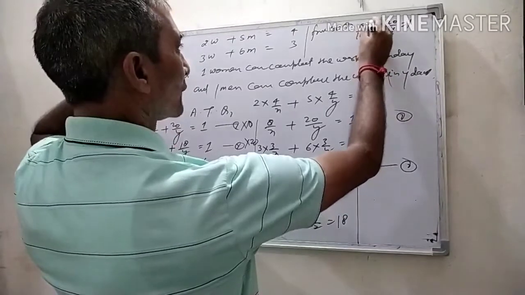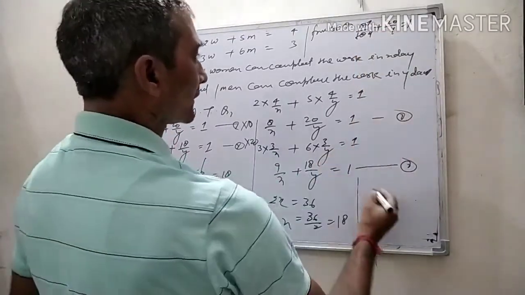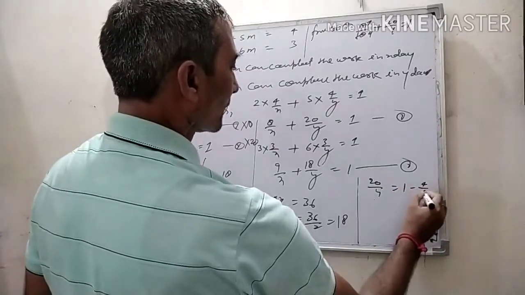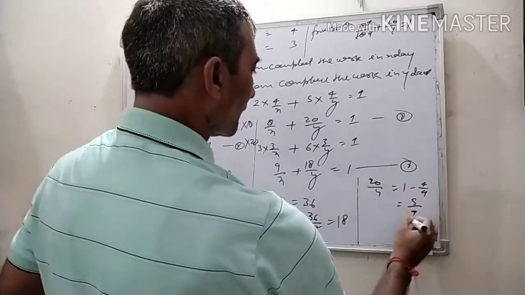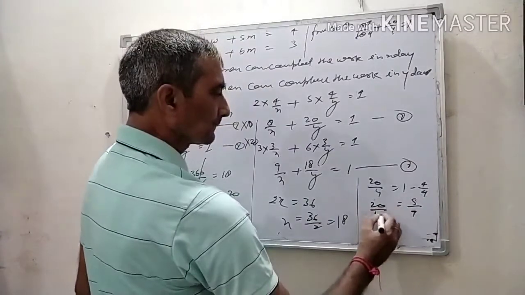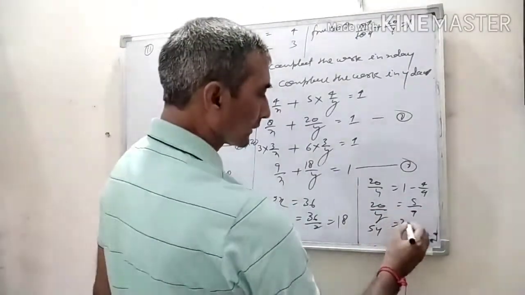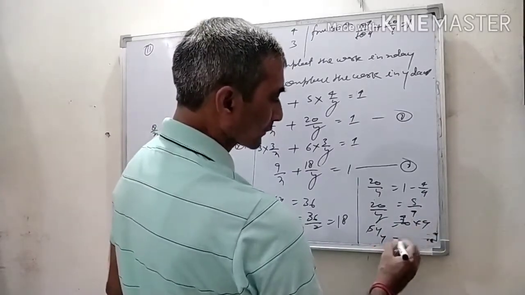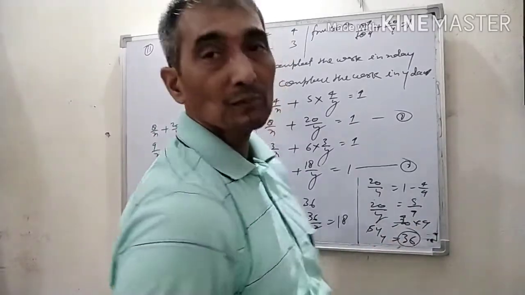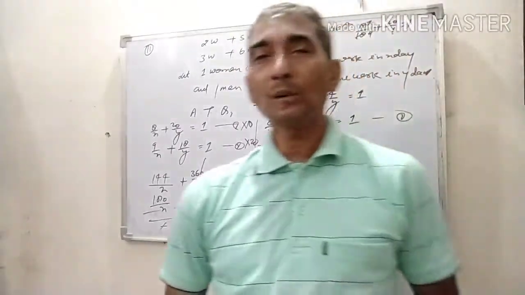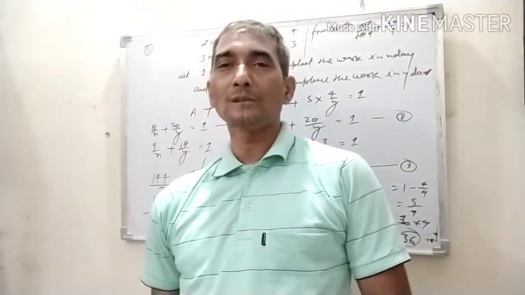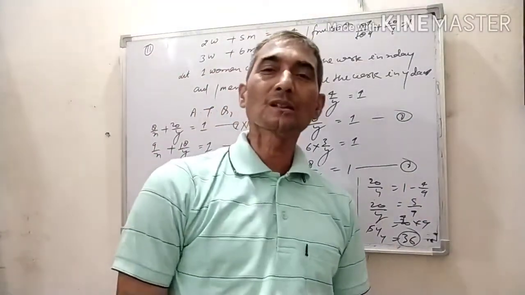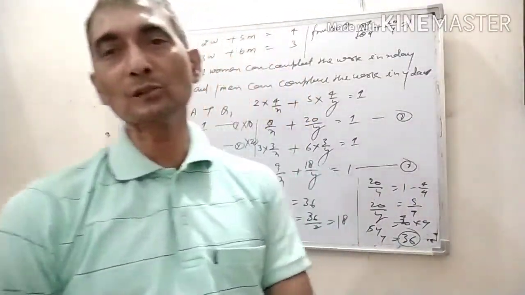Then 2 fours are 8, 2 nines are 18. Then 20 by y equal to 1 minus 4 upon 9. That is 5 by 9. 20 upon y, now 5 equal to 20 into 9. 5 fours are 20, y equal to 36. That means one man can finish that work in 36 days and one woman can finish the work in 18 days. That is your answer.